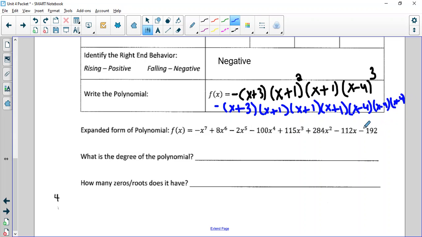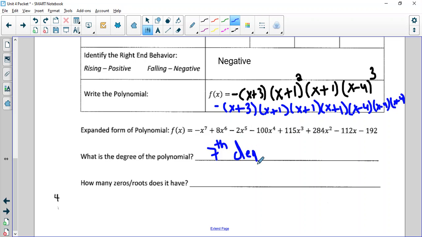Okay, now where did they get this from? Basically, you're multiplying these out, and then you multiply, and you multiply. You just keep on multiplying. It'll take you forever, but that's where this expanded form came from. But the important part is, what is the degree? The degree is the highest power. So here, this is a 7th degree polynomial. We went over some of these in lesson 1. So the degree of this polynomial is 7.